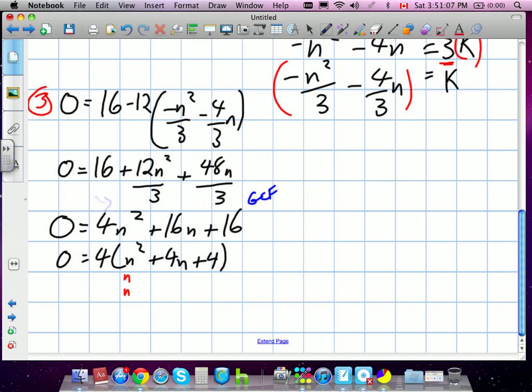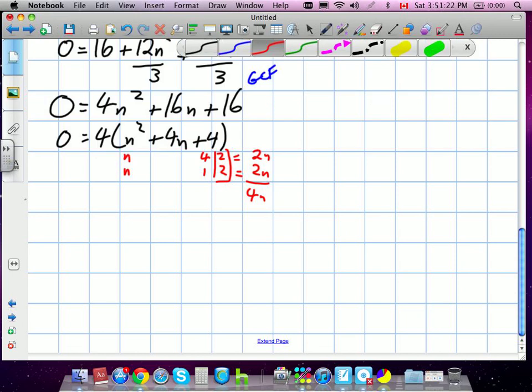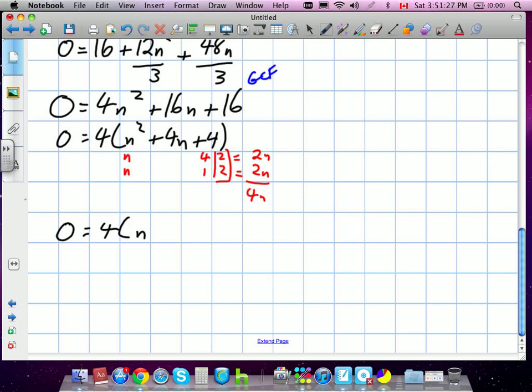The factors of n squared are n and n, or 1n and 1n. Factors of 4 are 4 and 1, and 2 and 2. And we know they need to add up to what number? 4n. Wow. Quickly looking at this, we're definitely using the 2's. 2n and 2n will add up to 4n. This works out very nicely. We're going to be left with 0 is equal to 4 bracket n plus 2, n plus 2, which are the exact same. So we're actually going to end up with one answer here.